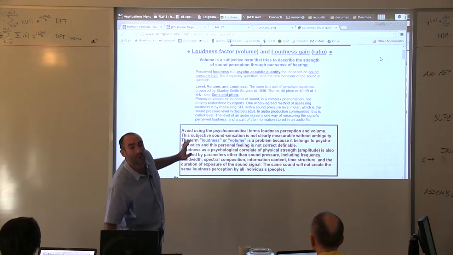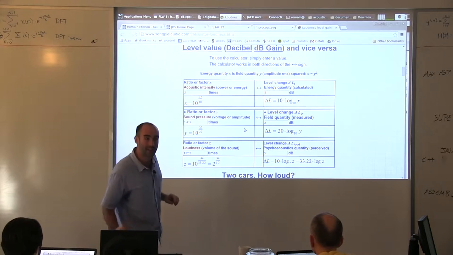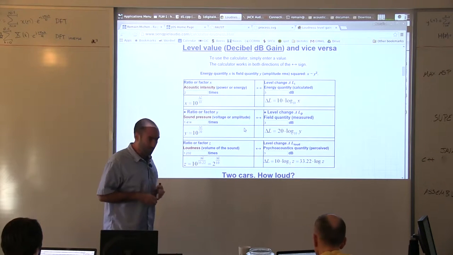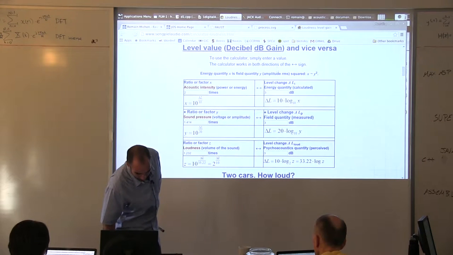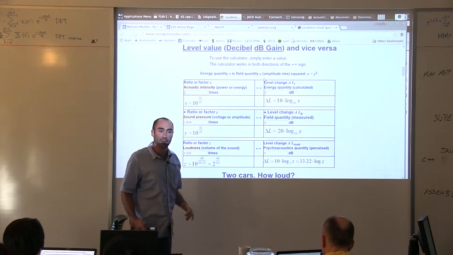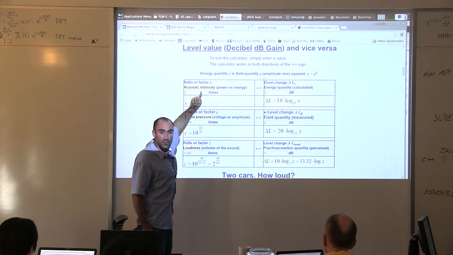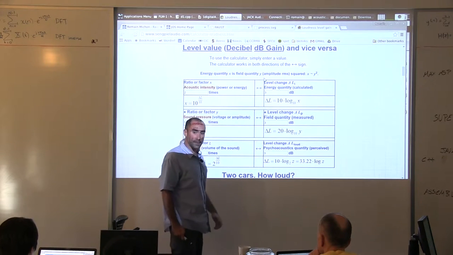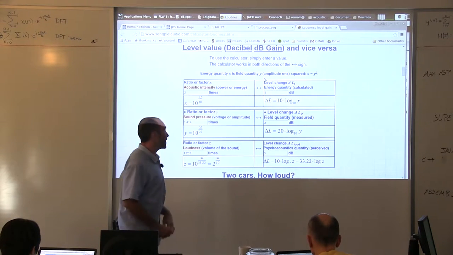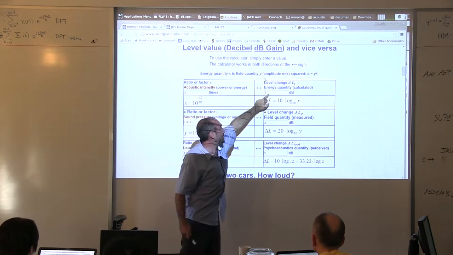It explains all that very well, and it even has a nice calculator that you can use to calculate the amplitude of the sound. You see that's why it's so complicated: there are three different ways of looking at the amplitude of a sound. We can look at it as the acoustic intensity, which is power and energy. In that case, the formula to go from the linear scale to the logarithmic scale is this formula here. If I want to double the intensity of a sound, it corresponds to an increase of gain of 3 dB.